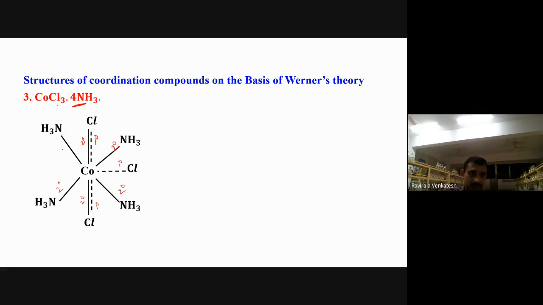it is, and it is also what? Secondary. Now how to make the structure here? This is the way we can make. So how many AgCls we get here? When you treat with AgNO3, 1 mole of AgCl.